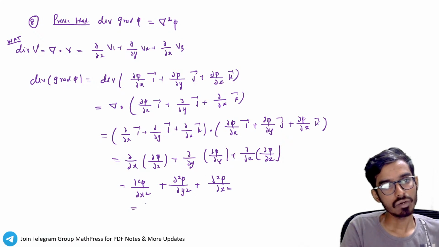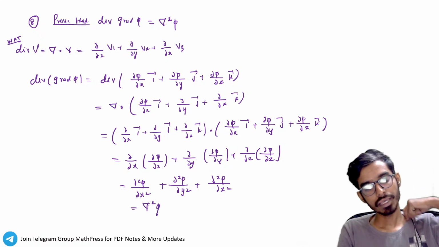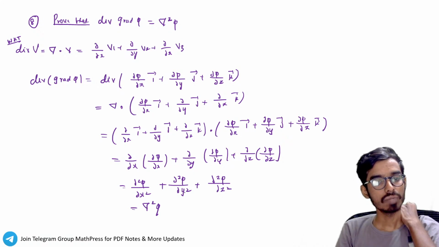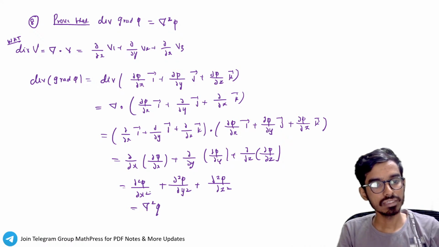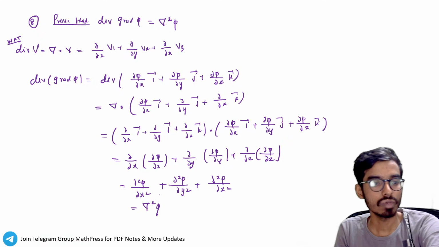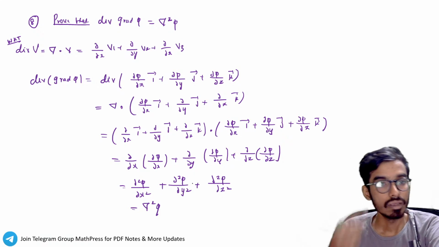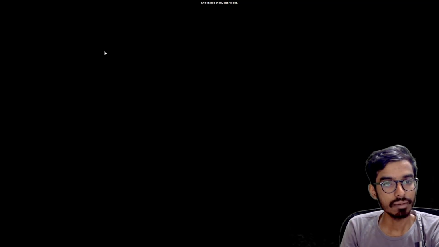So if I take this phi outside, it is nothing but del square phi, right? Del means dou by dou x i plus dou by dou y j plus dou by dou z k, but if you make a dot product of del with del, you will get this. So del square phi is dou square phi by dou x square plus dou square phi by dou y square plus dou square phi by dou z square, right?